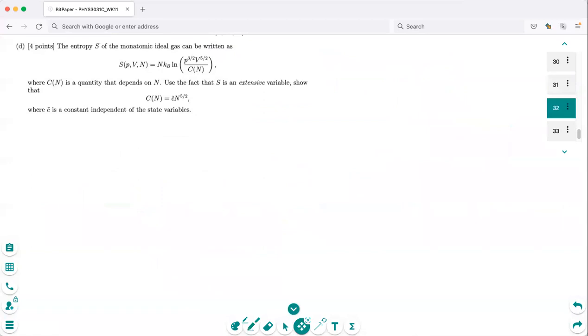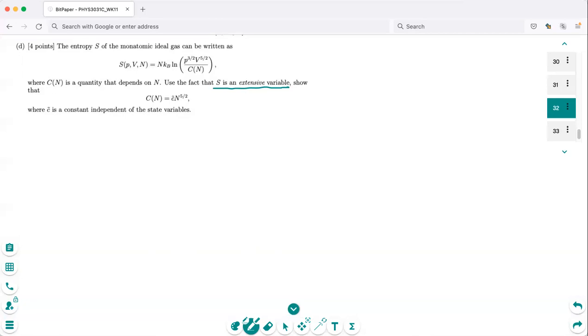This one is about getting this exponent, this C, as a function of n. This is related to what you are learning now, the Sackur-Tetrode equation. What were you asked to do? You are asked to use this property to derive this result. You're asked to use the fact that the entropy is an extensive variable, and you're asked to show this.